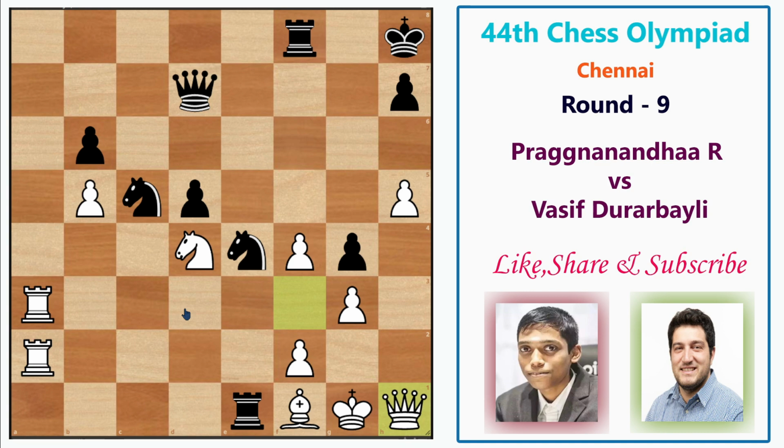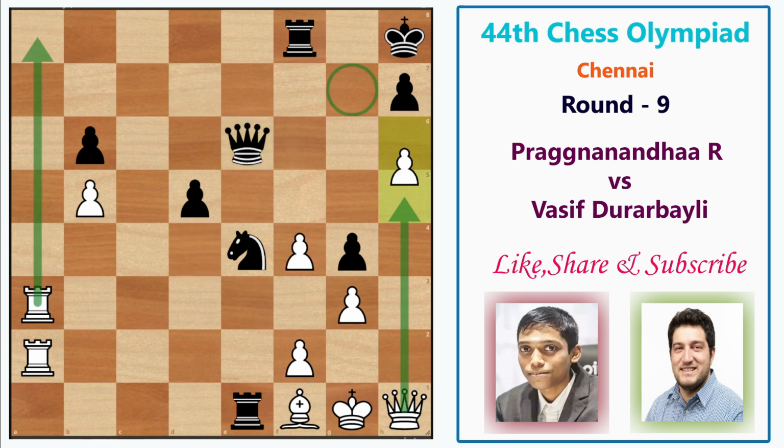So that's what Pragg has to think. But as I was mentioning, there was huge time pressure for both the players. So here he plays the move knight e6. That's actually a blunder. Why is it a blunder? Let me show you that quick variation. It's because white can simply take that knight, and after queen takes e6, we have pawn h6.